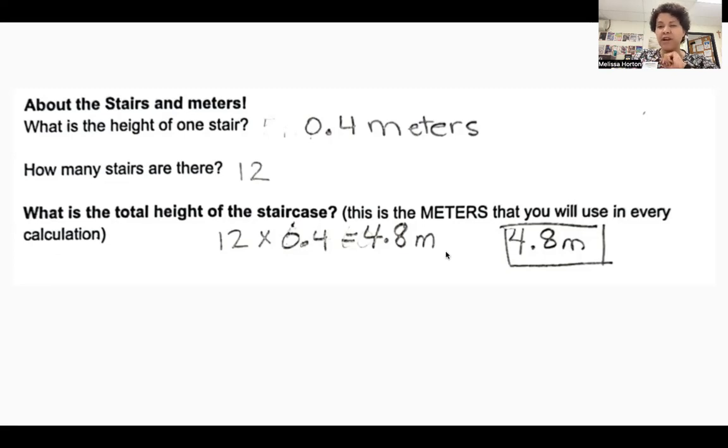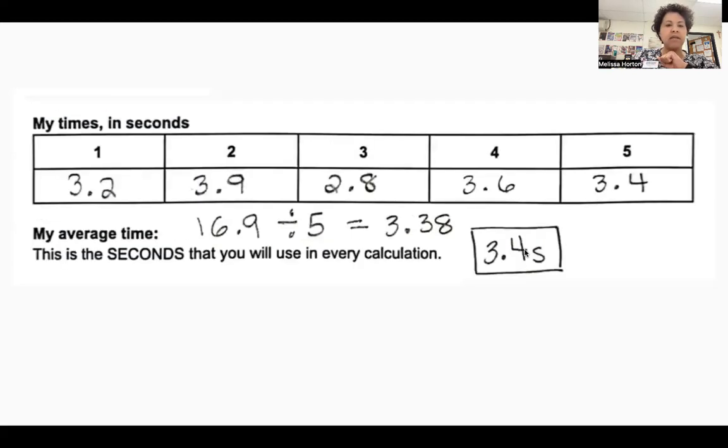Again, your numbers may be different. I think maybe we did 4.1. I rounded everything to the nearest 10th for this whole thing just to make it easier. So now I've got a distance. That's going to be the distance that I use in the rest of my assignment. Times, I made them up. These were kind of where people were. Again, in seconds, everything to 1/10. The average, add up all 5, divide by 5. I came up with 3.38, which was rounded to 3.4. Again, yours will be different because your times were different than these.